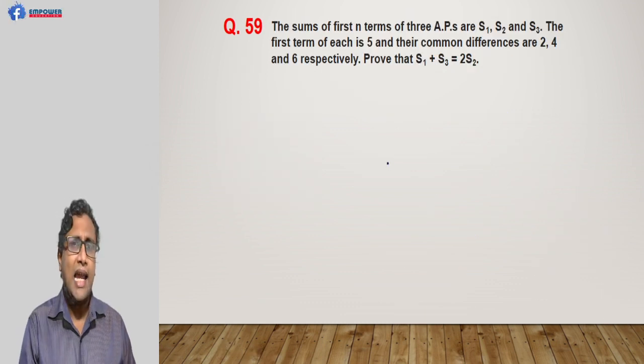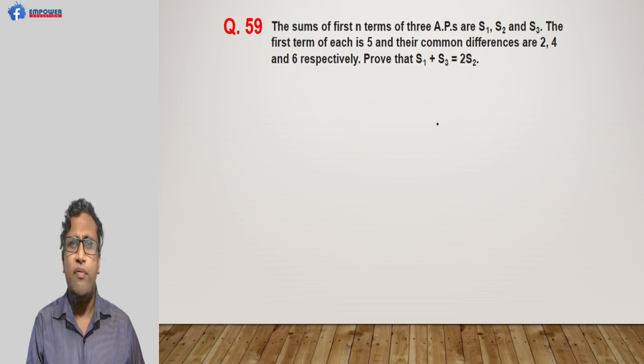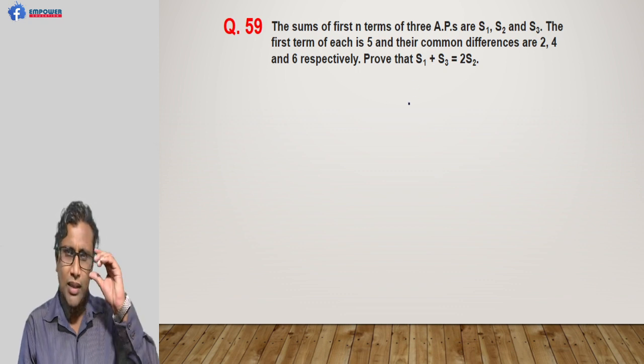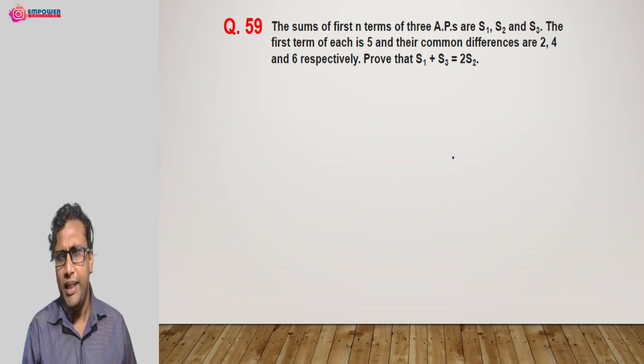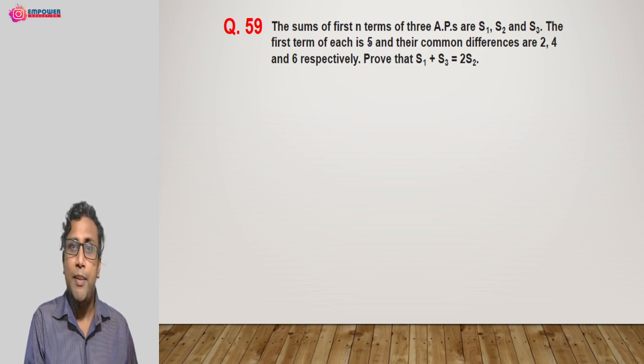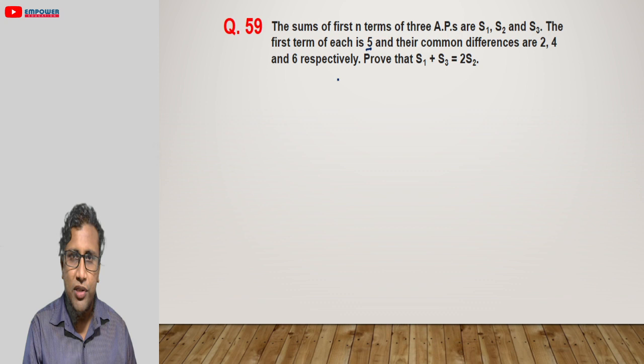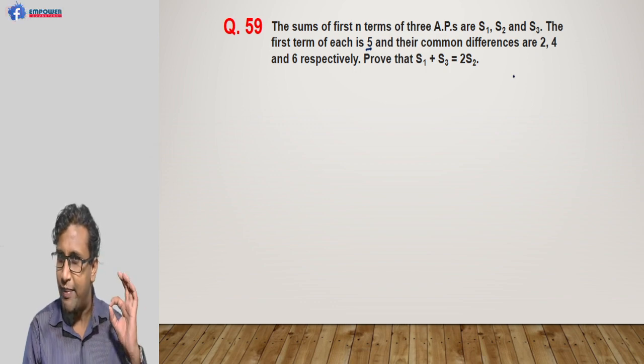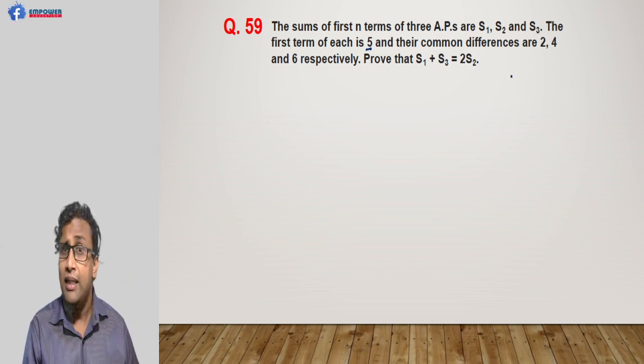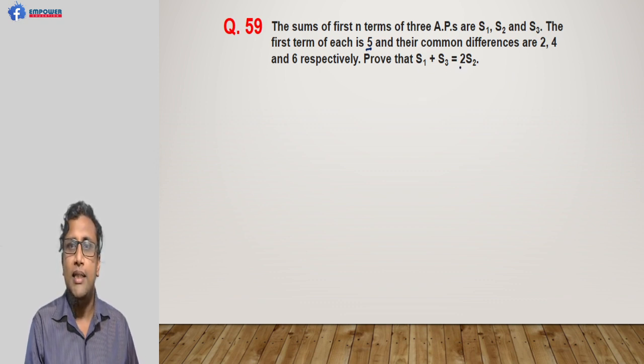Question number 59. What it says: the sum of first n terms of 3 APs. Now there are 3 different APs given, S1, S2 and S3. The first term is 5 for each. So what they are saying is there are 3 different APs and the first term of each AP is 5, and their common differences are 2, 4 and 6 respectively. Everybody has a common difference, denoted by small d, which is different, but A, the first term, is the same. And what we have to prove is S1 plus S3 is equal to twice S2. That's what we have to prove.